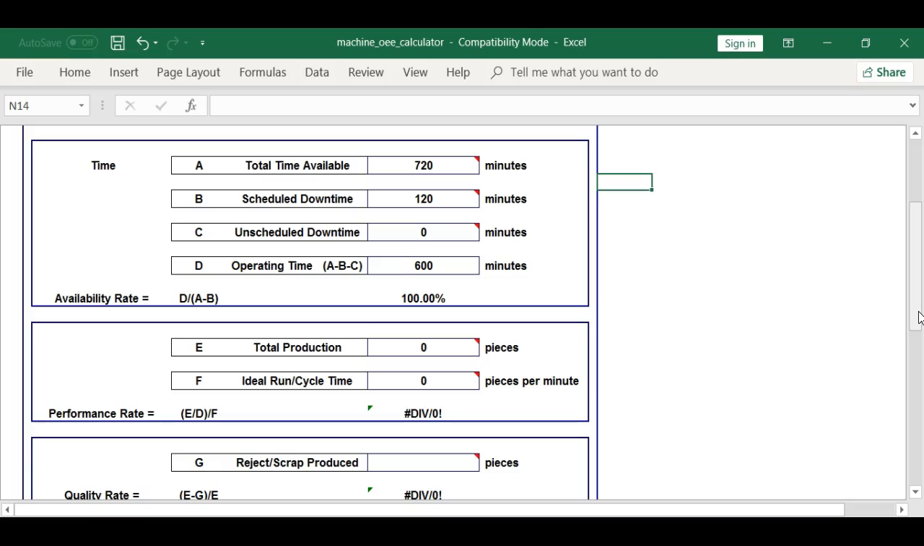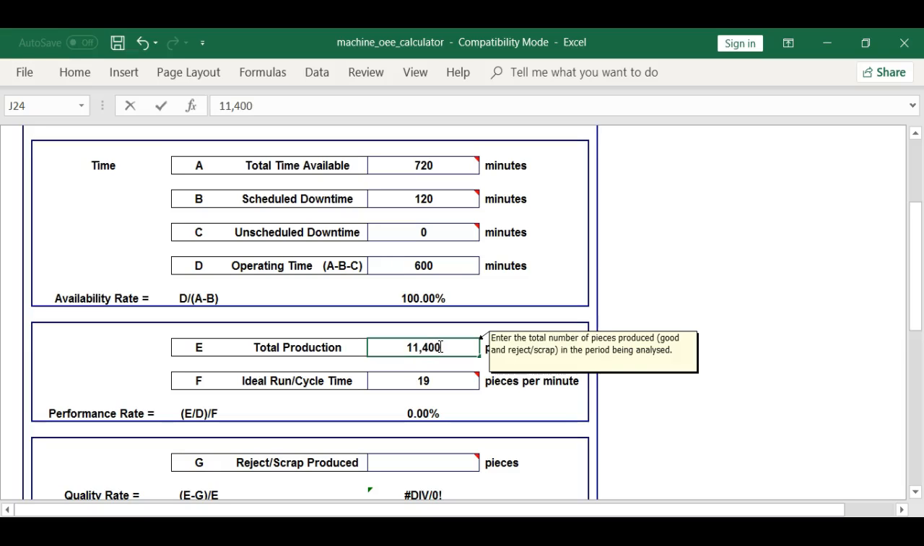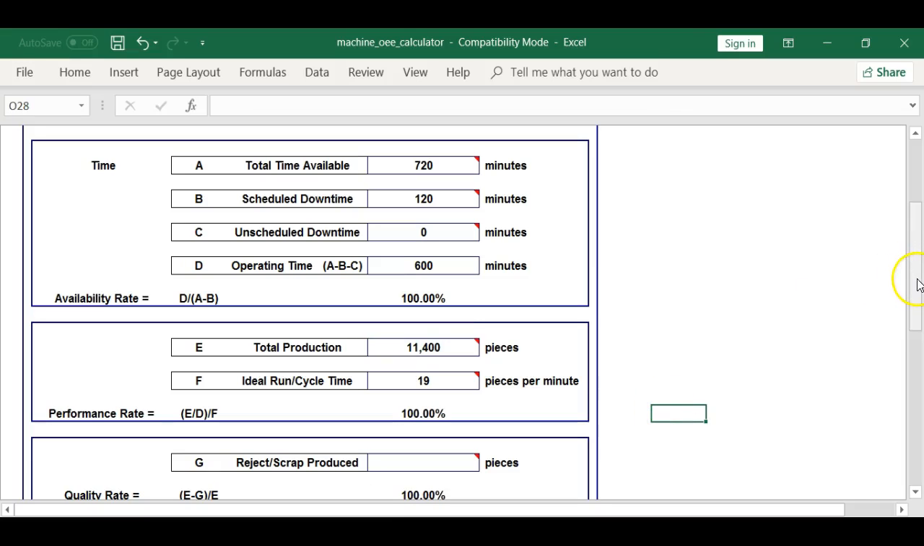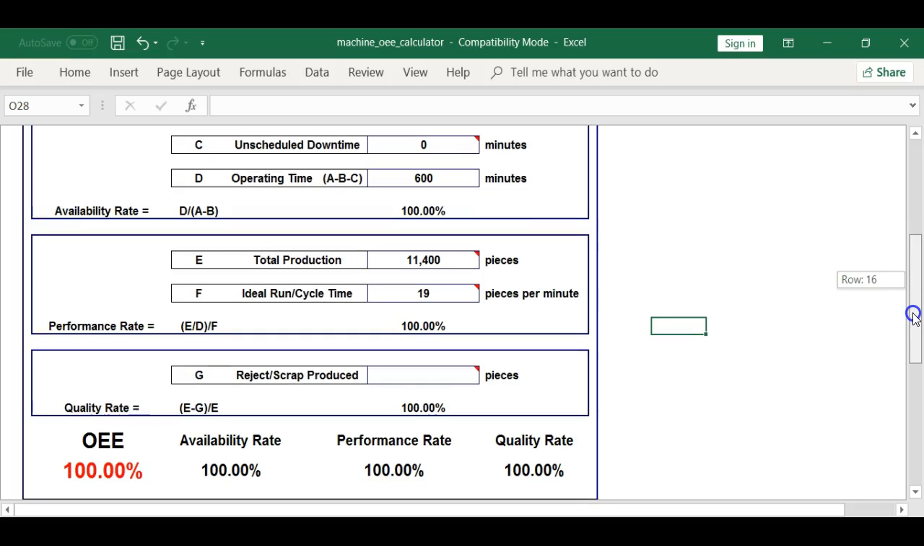So let's look at performance, the total production. I'm going to go to F first, because we like to run our 50-pound bagger at 19 bags a minute. Let me use this calculator: 19 times the operating time of 600 minutes would give me 11,400 bags.